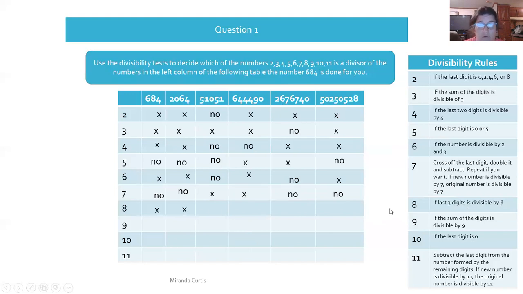Okay, let's go through. Okay, so the last digit. 4 times 2 is 8. We know that. So yes, that one's divisible. Oh, look, another 4. We know this number. It's divisible. 51. Nope, not. Let's look up here at this one. It's not divisible by 8.